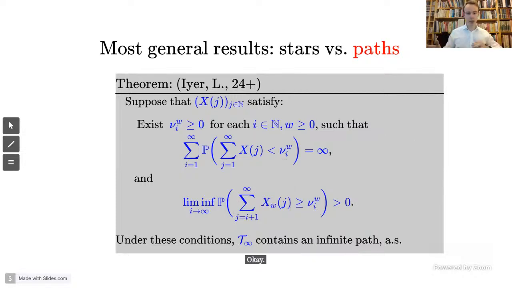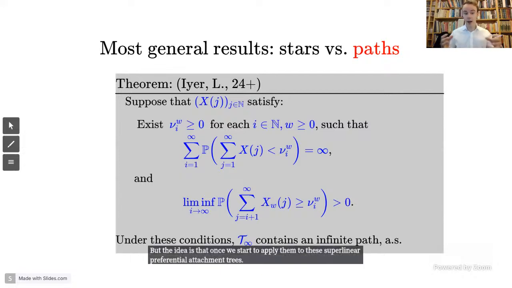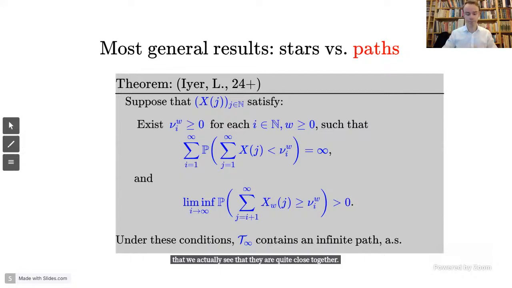Now, these conditions for stars and paths may look completely disjoint, completely separate, but the idea is that once we start to apply them to these superlinear preferential attachment trees, we actually see that they are quite close together. And that's what I'd like to do.